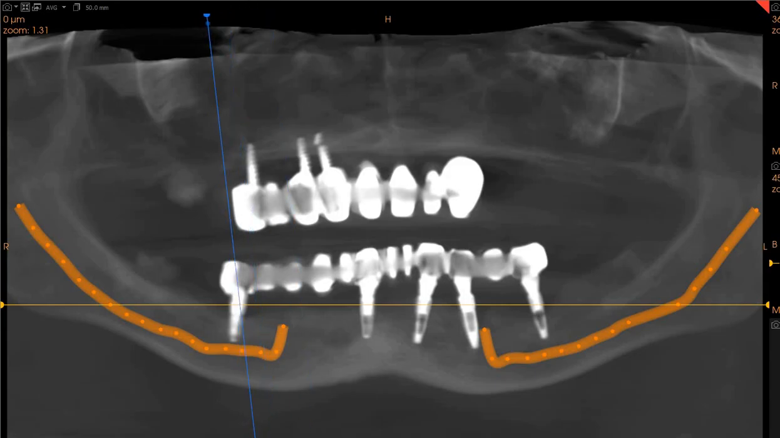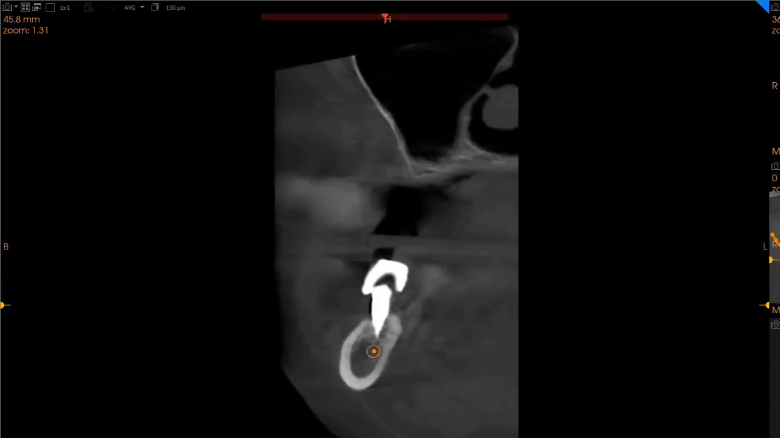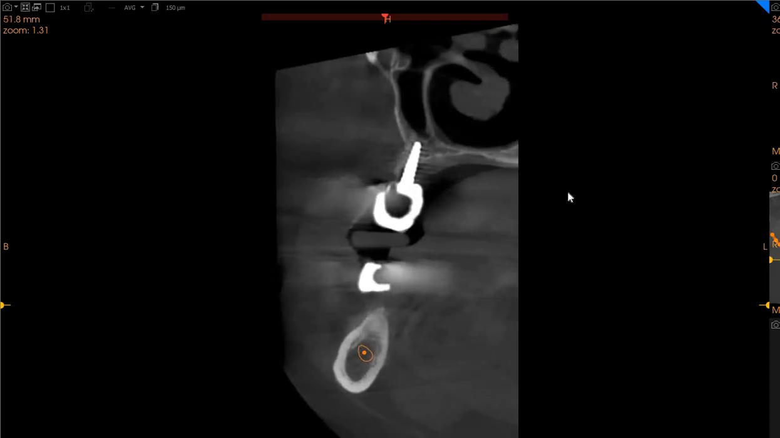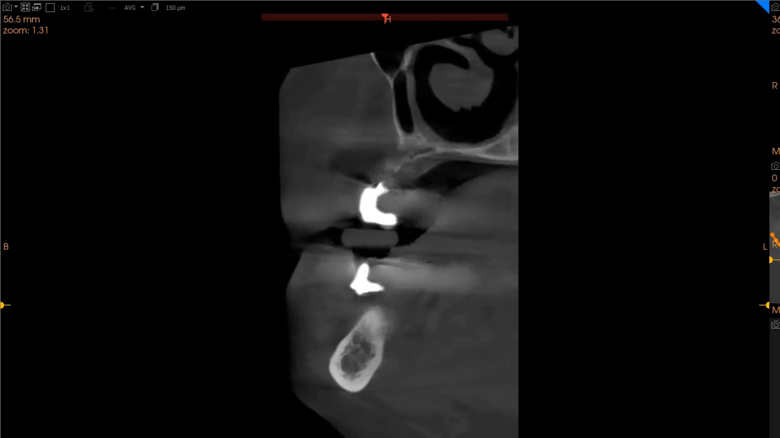Starting with the posterior right segment on the transaxial view, you will be able to appreciate that there is absolutely no bone in this region for an implant placement. Moving to the distal most implant, this also has significant bone loss around it. And even if this is extracted, there is no limited bone for implant placement.